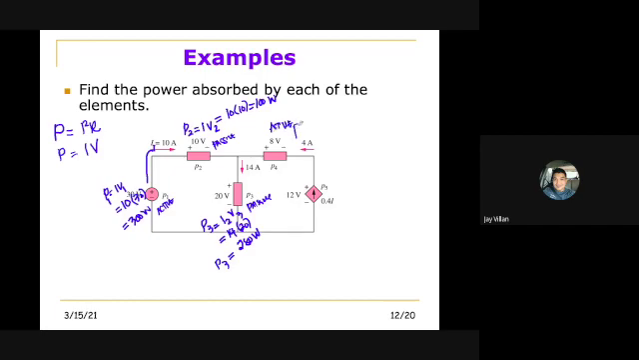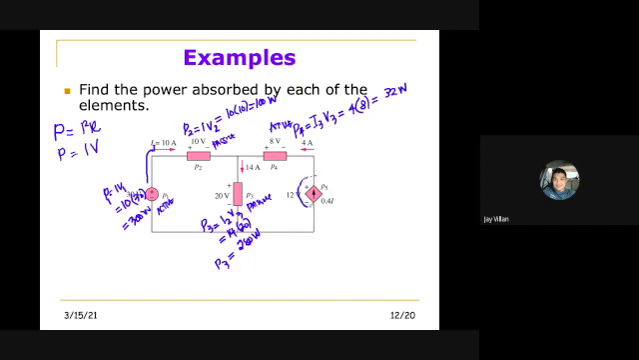So the same equation, P4 is equal to, let's call this I3, times V4. Our V4 now is equal to 8 volts. So this is 4 times 8. Tama? 32 watts. It's active, and therefore this should be negative.